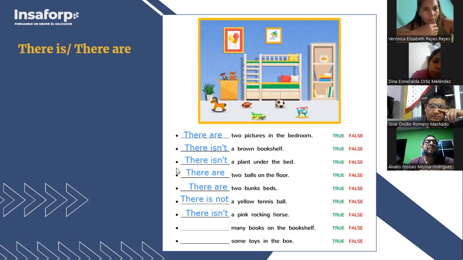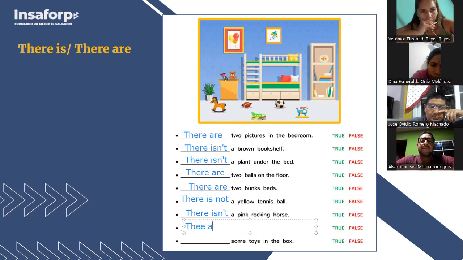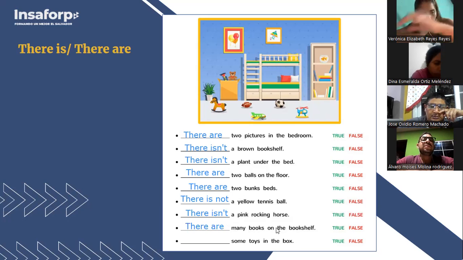Next, Veronica. Many books on the bookshelf. ¿Qué es bookshelf, profe? Bookshelf es como el estante. There is on the bookshelf. Pero books es en plural. Sería plural, there are. There are, yes. Okay, there are many books on the bookshelves.